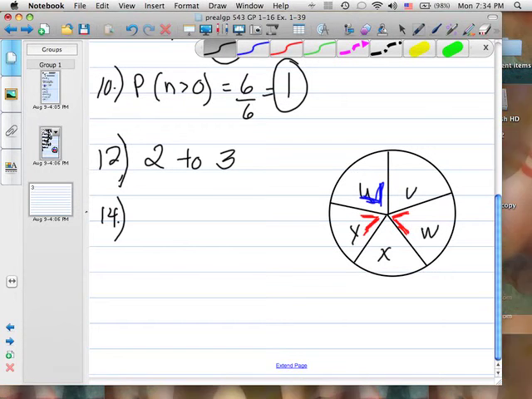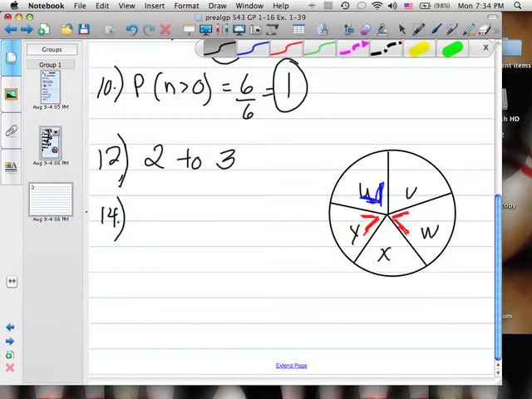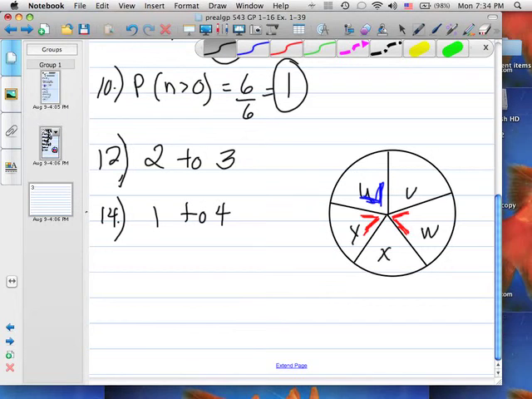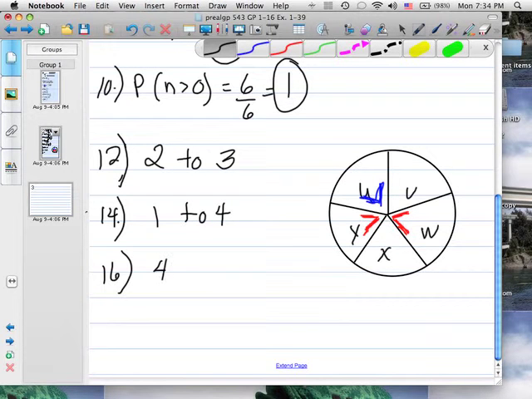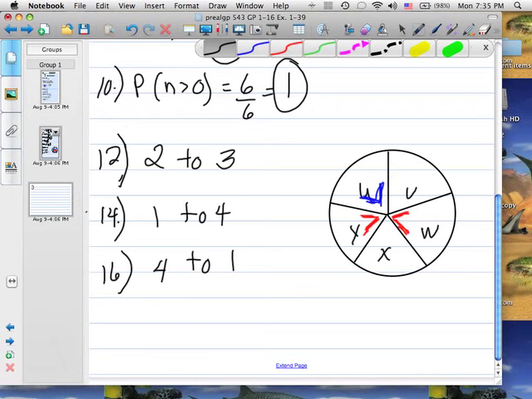14, the odds of getting blue. There was 1 way to get a blue, to 4 that are not blue, so it's 1 to 4. 16, the odds of getting not V. So how many of these sections are not V? There are 4 of them, to 1 that is V, so it's 4 to 1.